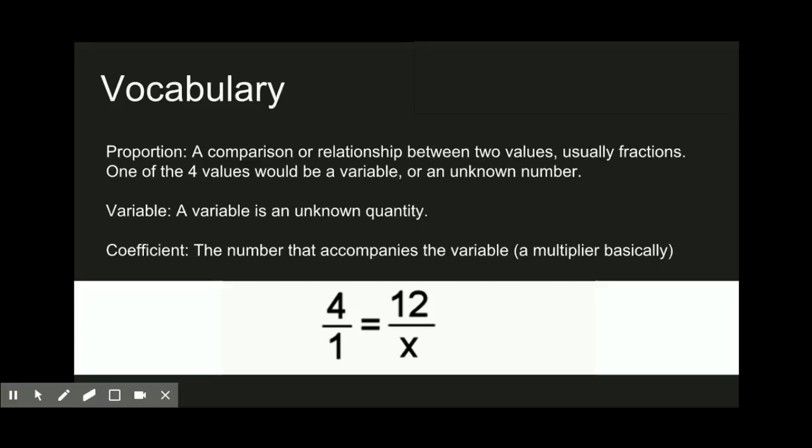A proportion is simply a comparison or relationship between two values. Usually they are fractions and they might have a variable as one of the four numbers. A variable is a value that is not known until it is solved for.